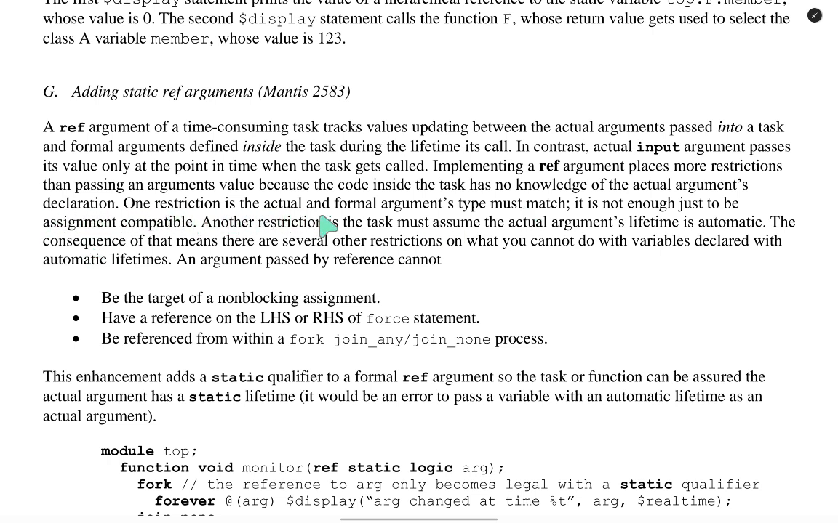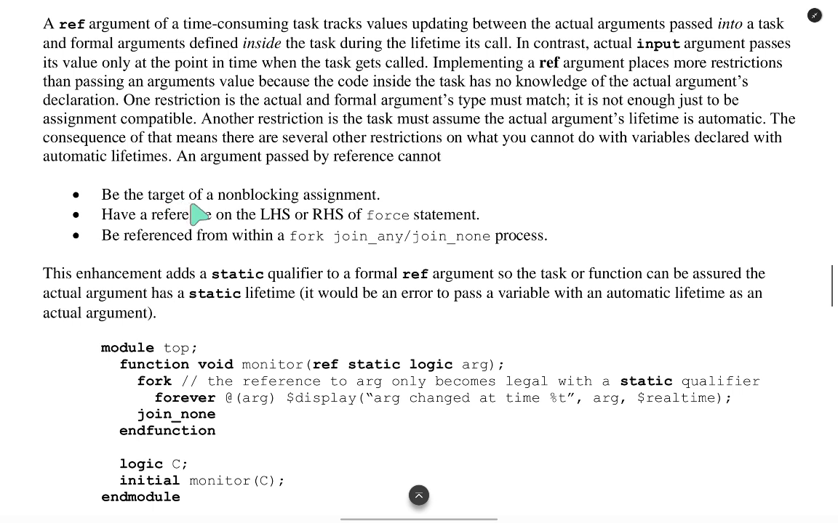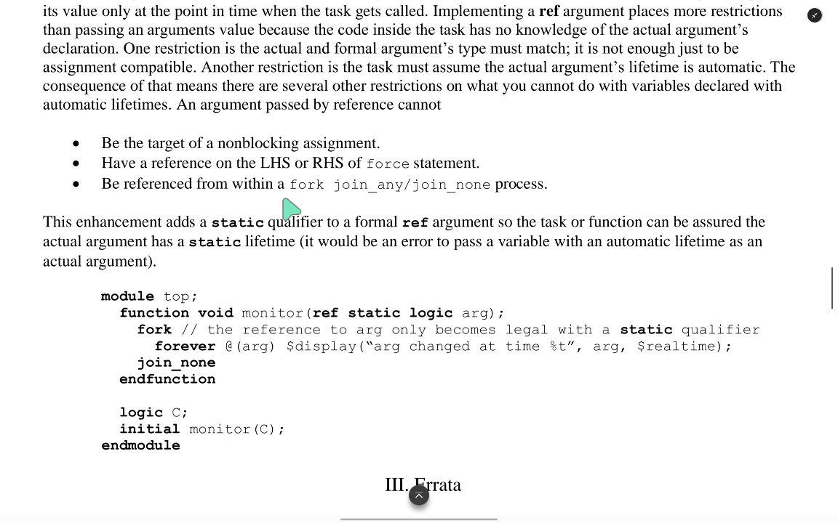One restriction is that the formal argument types must match. It's not enough just to be assignment compatible. Another restriction is that the task must assume that the actual argument lifetime is automatic. The consequence of this means that there are several other restrictions on what you can do with variables declared with automatic lifetimes. An argument passed by reference cannot be the target of a non-blocking assignment, have a reference as the LHS or RHS of a force, be used in the foreach statement, or be referenced from within a fork...join_any or join_none process.